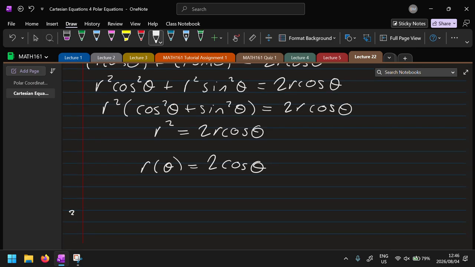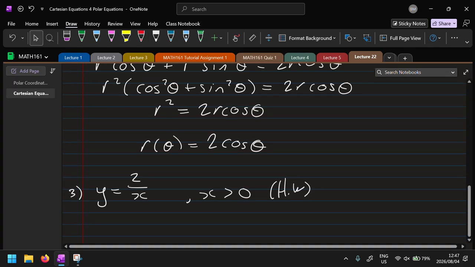Last one, this will be for homework. We have y equals 2 over x, where x is greater than 0. So it's just a hyperbola, but the first quadrant's part of the hyperbola. Please convert that from this Cartesian form of the hyperbola to the polar form of the hyperbola. So that's for homework.